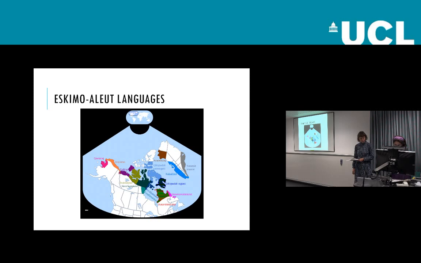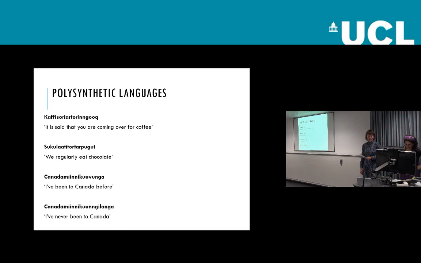Polysynthetic languages are famous for having very long words that can include the equivalent of an entire sentence in non-polysynthetic languages. So just to give you an example, these are Greenlandic examples. The first one is kaffi sorjatoringo, and that means it is said that you are coming over for coffee.